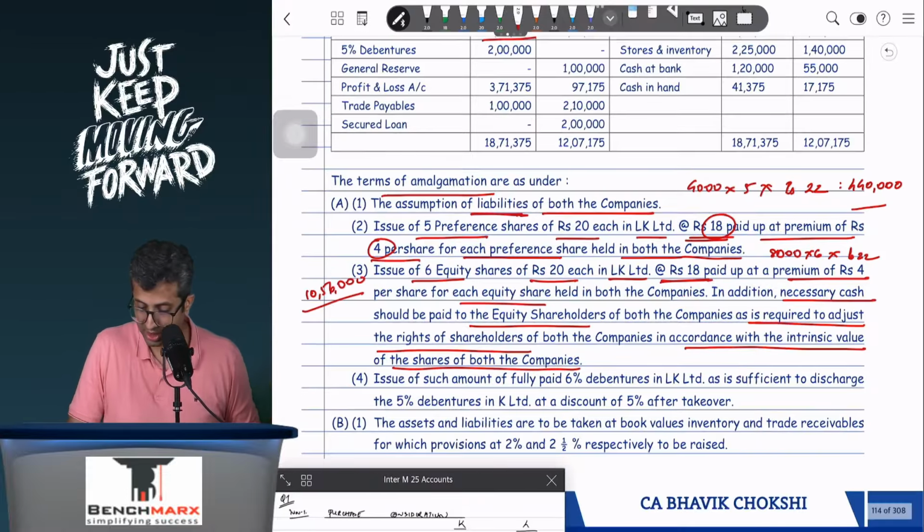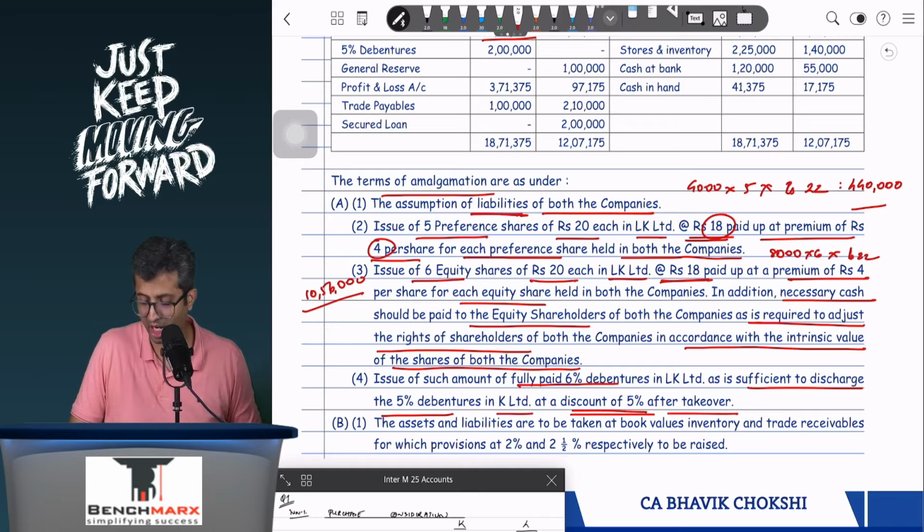Now, issue of such amount of fully paid 6% debentures in LK as is sufficient to discharge the 5% debentures in K at a discount of 5% after the takeover. Again, the language over here is a little tricky. These are fully paid 6% debentures of LK, as is sufficient to discharge 5% debentures in K at a discount of 5%, let's say after takeover.